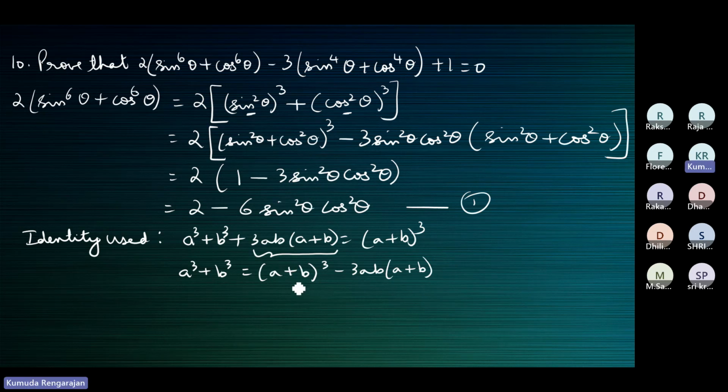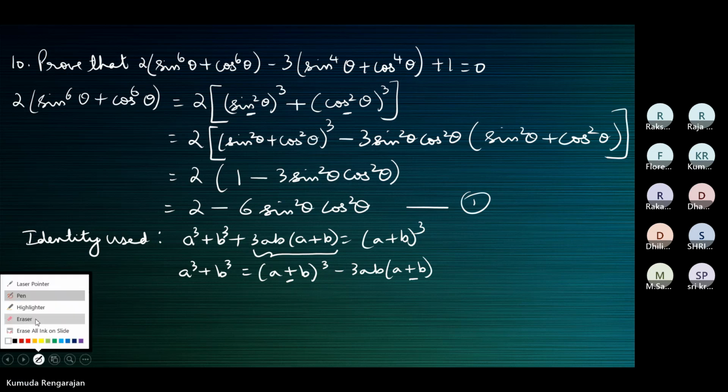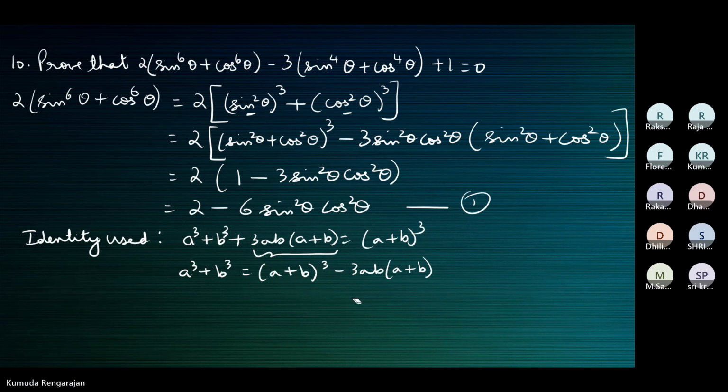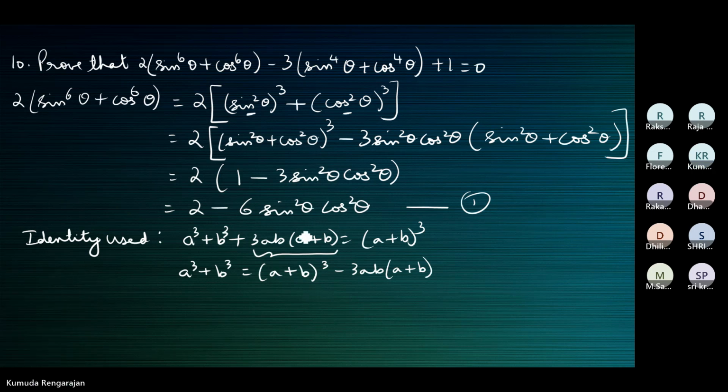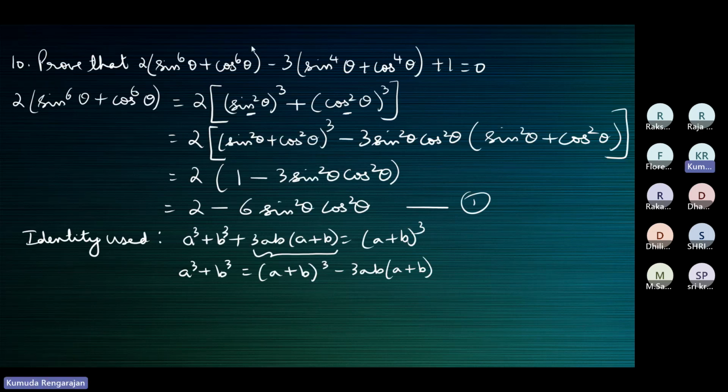And we choose to use this identity because we have a plus b, and a plus b will make sine square theta plus cos square theta, which is 1. Now the second part is 3 into sine theta to the power 4 plus cos theta to the power 4. So let's work that here. 3 into, don't take the sign. That minus sign we can deal with later. So 3 into sine theta to the power 4 plus cos theta to the power 4.